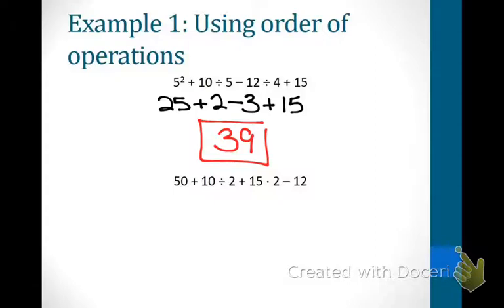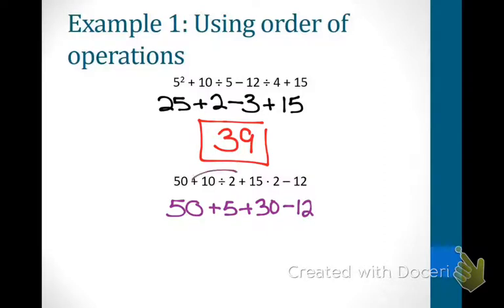50 plus 10 divided by 2 plus 15 times 2 minus 12. Okay, so what did you do first? Did you do 50 plus 10? No, I did 15 times 2. No, don't do 15 times 2 first. 10 divided by 2 first. 50 plus 5 plus 30 minus 12. Who got that step right? Okay, good.